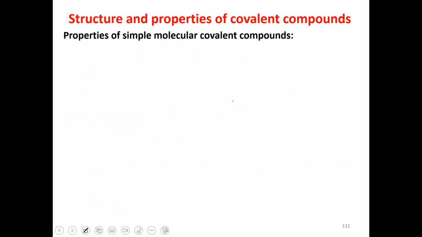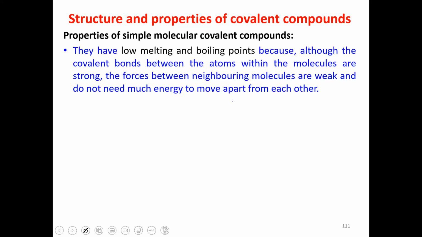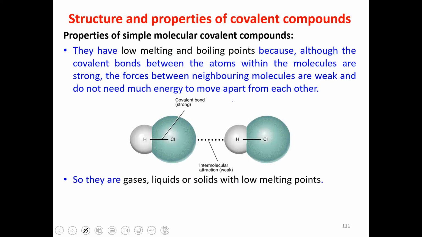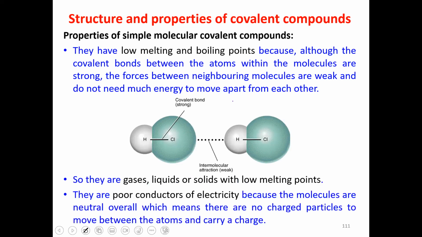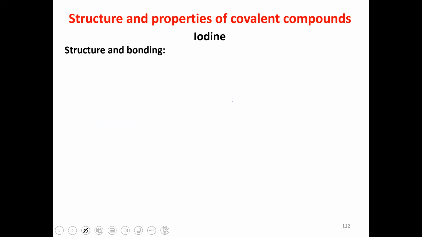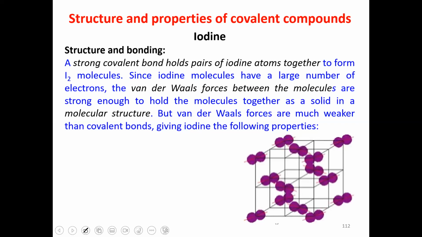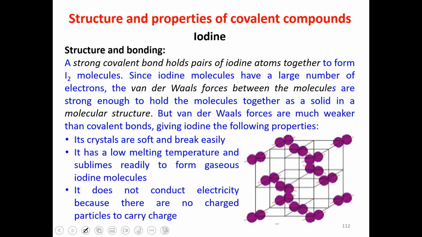Structure and properties of covalent compounds. Simple covalent compounds normally have low melting and boiling points, like Cl2 and Br2, which are gases at room temperature. Cl2 and Br2 are weak structures. Structure and bonding: iodine. Iodine is a subliming solid. When you heat it, it doesn't become a liquid, it directly becomes a gas. Its crystals are soft and break easily. Look at this structure; this is iodine.